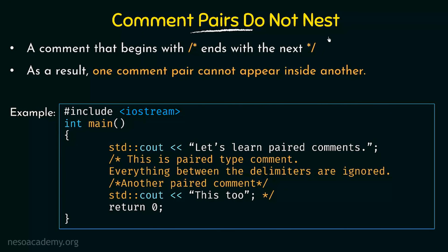I hope with that you understood why comment pairs do not nest. So with that we come to the end of comments. I hope you understood what comments are and what types of comments we have in C++, and how to use them for commenting out things that we want the compiler to ignore. Now before we end this comments section, I will give you a few exercises.